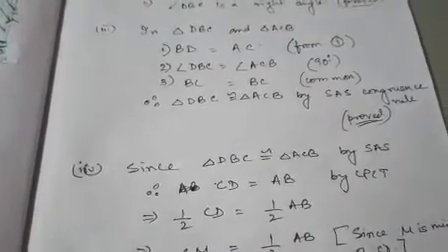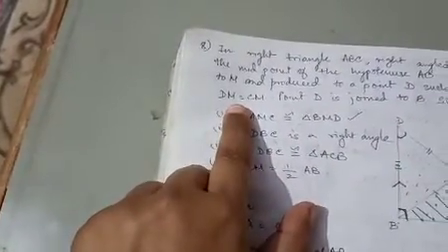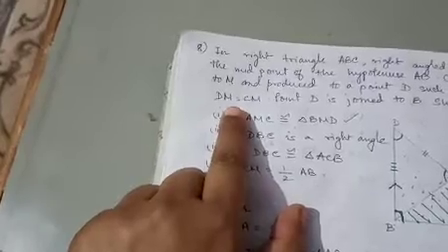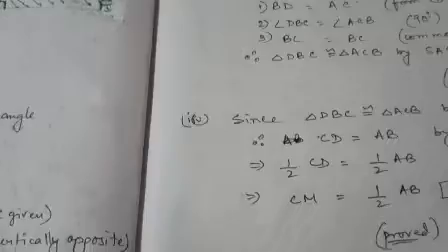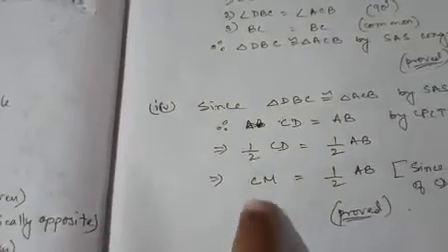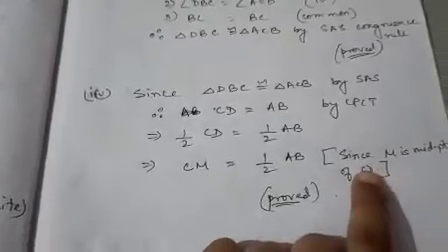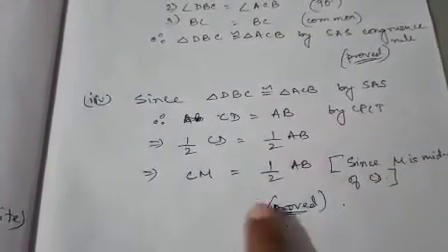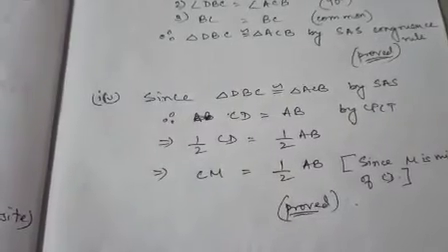Now half of CD is CM. Since in our question it is given that DM is equal to CM, that means half of CD is CM or DM. Since what we were required to prove was CM, we will use CM. We have written the reason as since M is the midpoint of CD. So CM is equal to half of AB. So it is also proved.